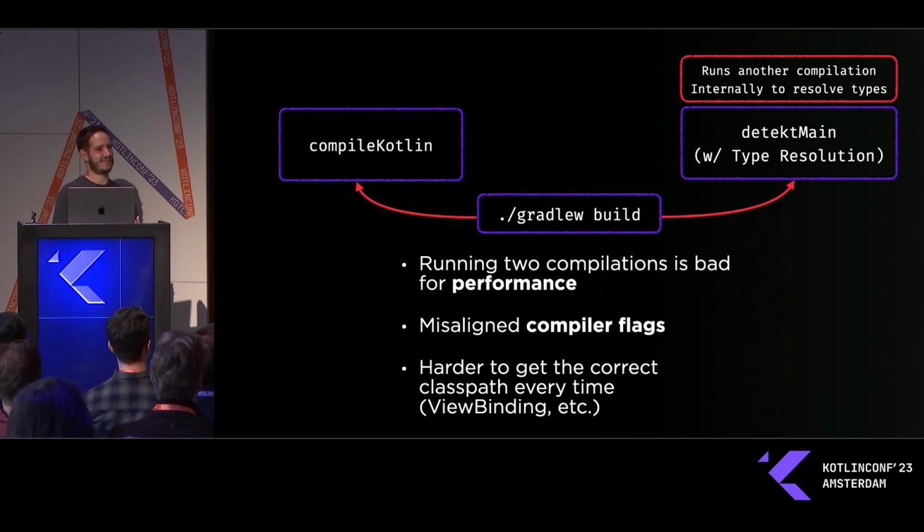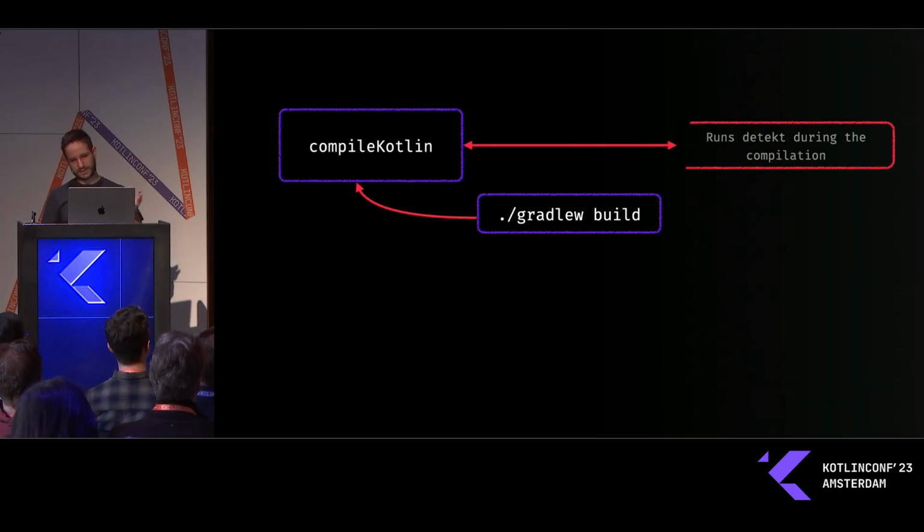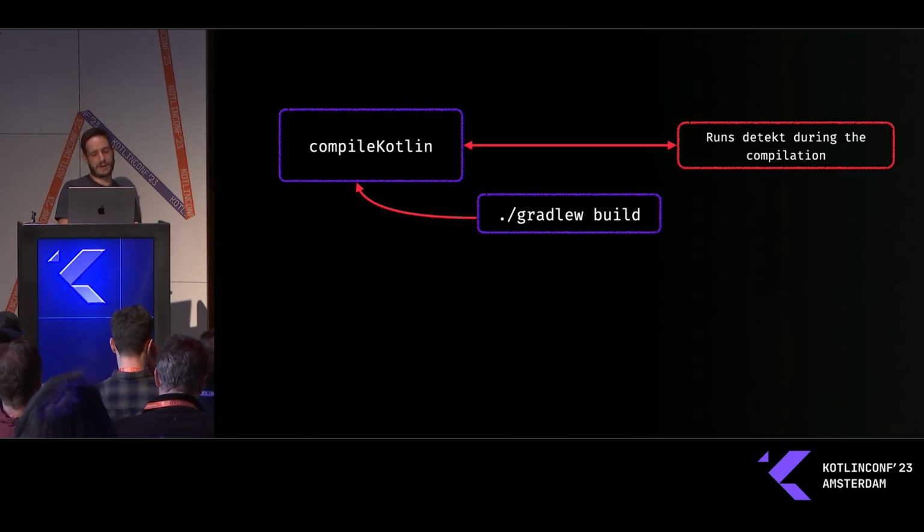Well, there is a solution to this, and the solution is compiler plugins. So Detekt 1.23 will ship with the experimental Detekt compiler plugin for K1. It means that we will not be generating Detekt tasks anymore, but we will plug inside the compiled Kotlin tasks. And yeah, we will be closer to the compiler, and we will have a better view of the semantic information that the compiler knows.